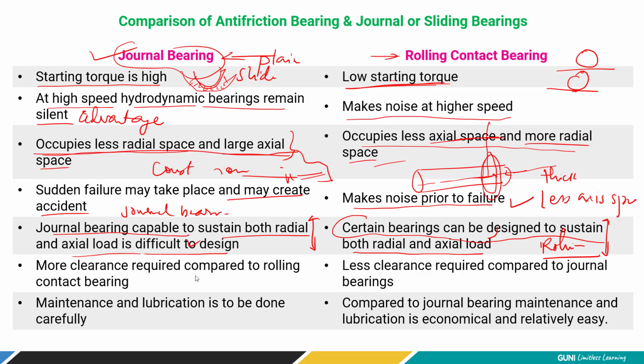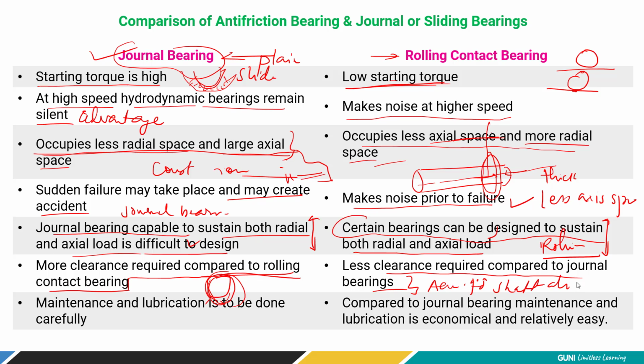More clearance is required compared to rolling contact bearings. See what it says: more clearance. Clearance means the two contact surfaces require some clearance so that they can operate successfully, right? Here, less clearance is required compared to the general bearing. So you can say it is related to the accuracy offered to the shaft alignment. More dimension control, more accuracy of motions, right?